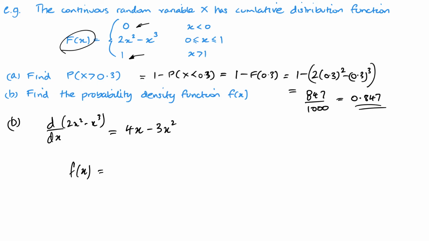Just now need to set it out nicely, don't I? 4x minus 3x squared. Remember, that's then 0 on the bottom. The limit is between 0 and 1. And then this is 0 otherwise, as everything outside this limit has a probability of 0. Same limits. Okay, and that's all there is to it.